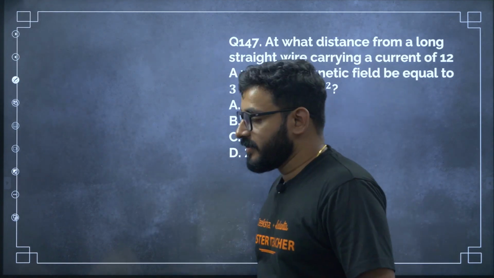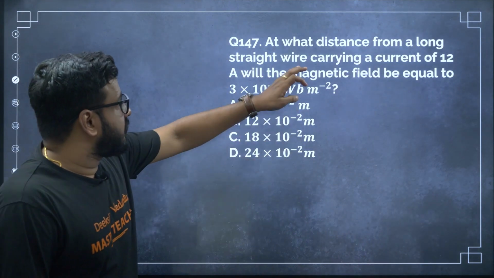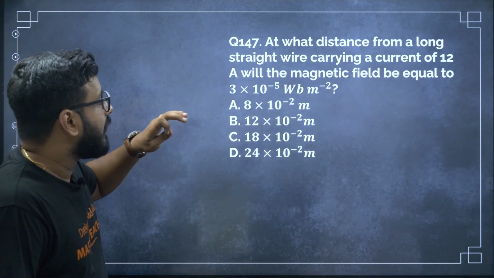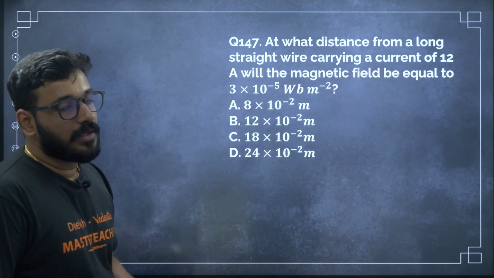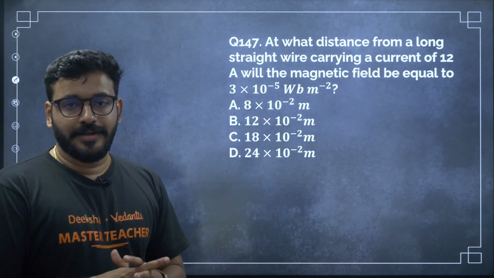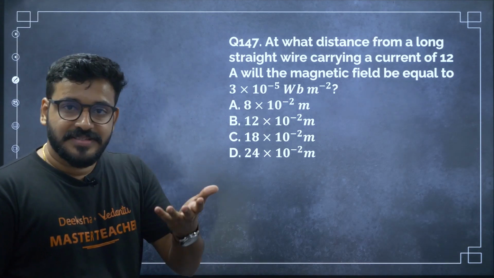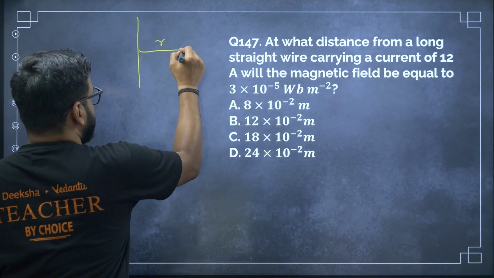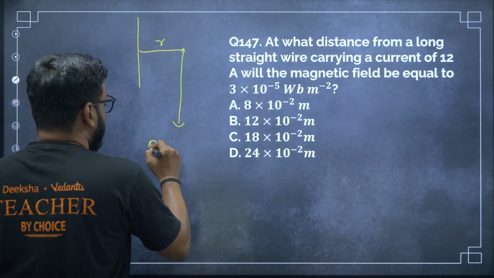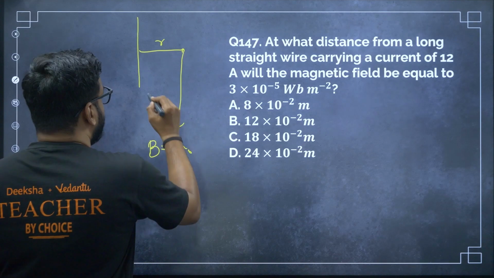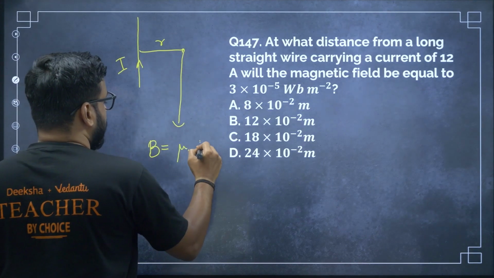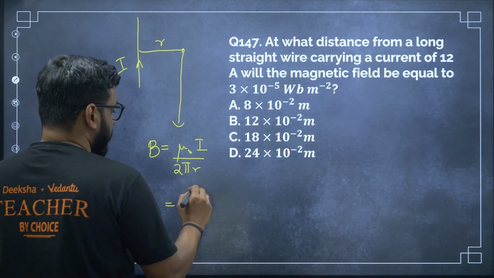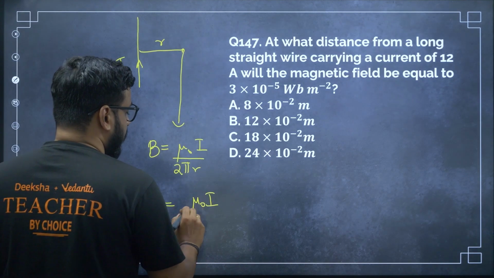And the next question is, at what distance from a long straight current-carrying conductor with a current of 12 ampere will the magnetic field be equal to the given value? This once again is an infinitely long conductor, the field at some distance. So you are asking the distance. For an infinitely long conductor at a particular distance r, the magnetic field is B is equal to mu naught I divided by 2 pi r. So r is very simple, just bring the B down, cross multiply: r equals mu naught I by 2 pi B.